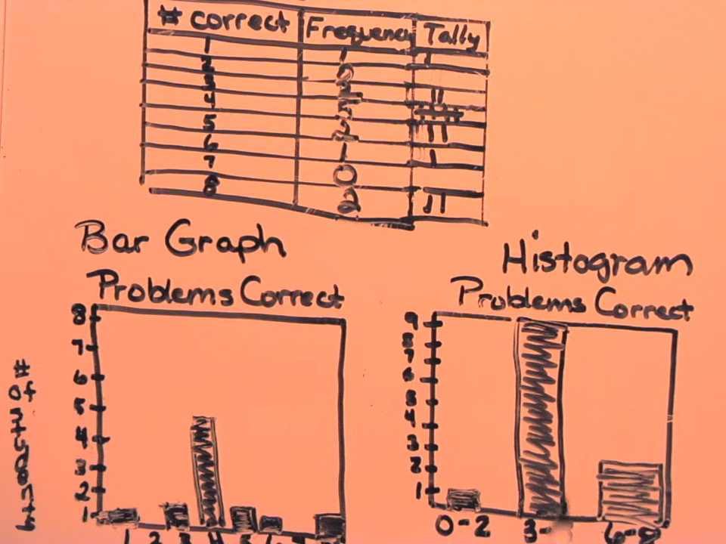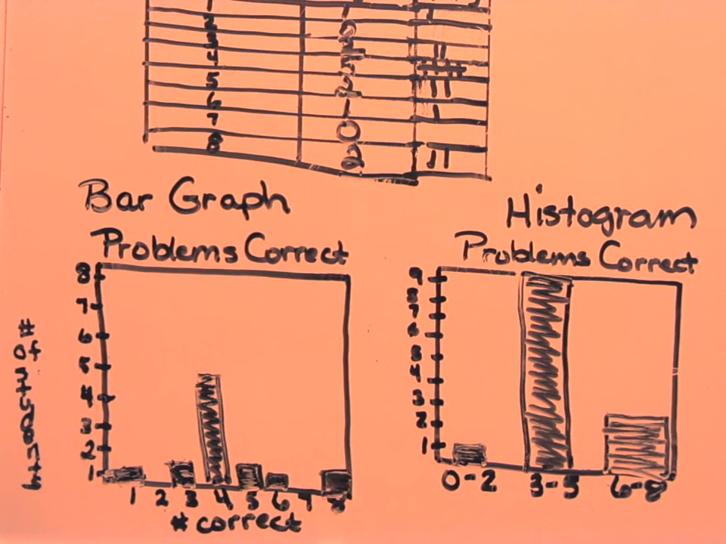Okay? And that's what a histogram would look like versus a bar graph. They have each individual number in a bar graph, and then we have all 3 like that for histogram, where we have intervals 0 to 2, 3 to 5, 6 to 8. And that's what's meant by that histogram.